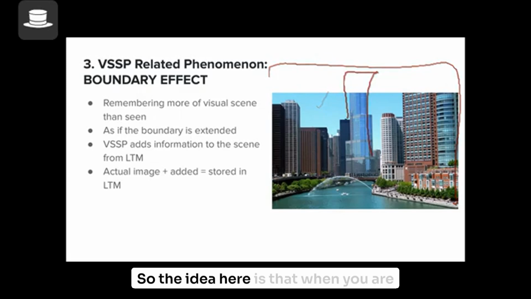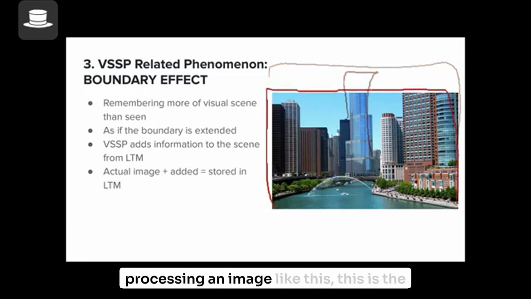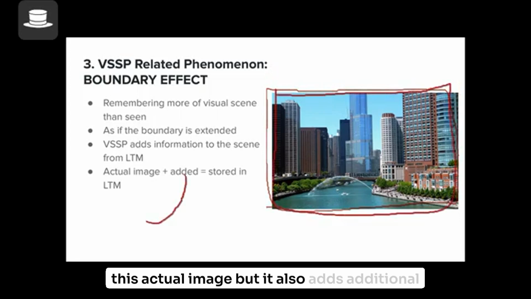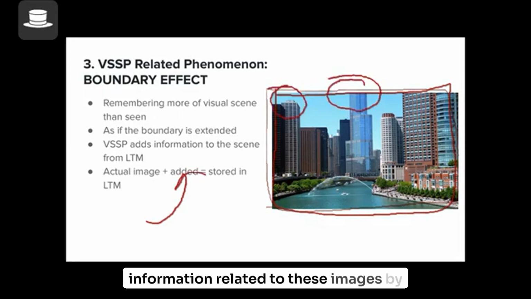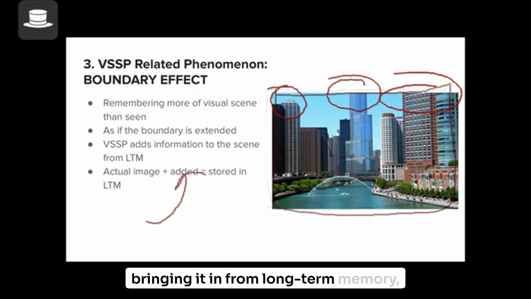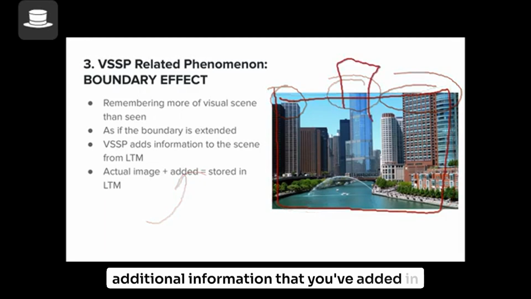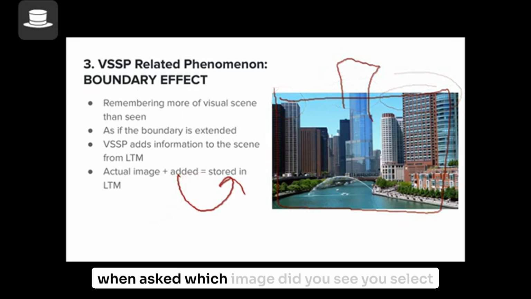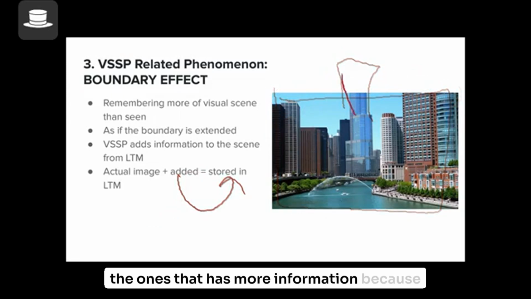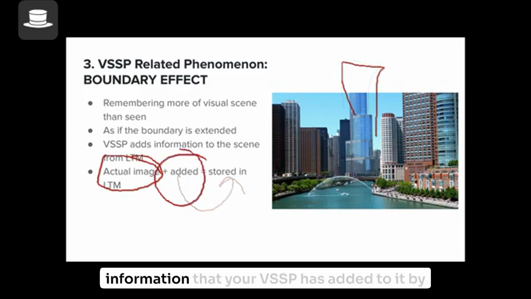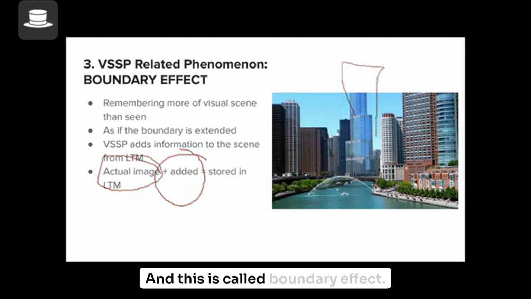So the idea here is that when you are processing an image like this, this is the actual image. What VSSP does is it stores this actual image, but it also adds additional information related to these images by bringing it in from long-term memory and storing both the actual image and the additional information that you added in your long-term memory. When asked which image did you see, you select the ones that has more information because your long-term memory stored not only the actual image but also the additional information that your VSSP has added to it by pulling it from the long-term memory. And this is called boundary effect.